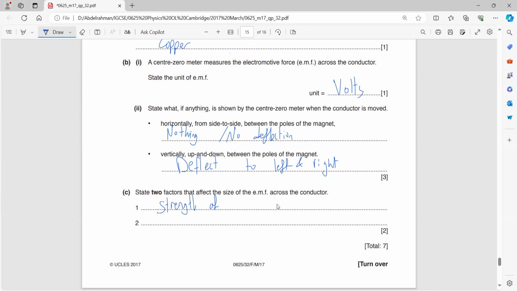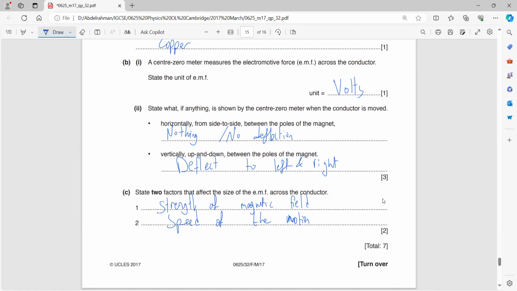I need one more. How come you forgot it? Strength of the magnetic field, and the last one is the speed of moving, the speed of the motion.